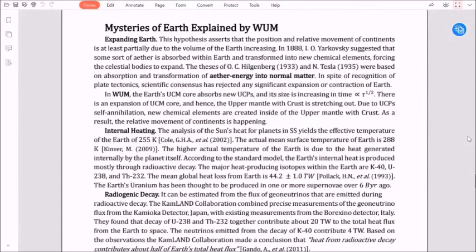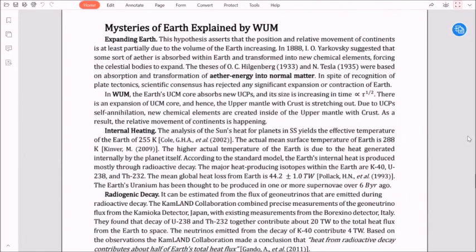Mysteries of Earth explained by whom? Expanding Earth. This hypothesis asserts that the position and relative movement of continents is at least partially due to the volume of the Earth increasing. In 1888, Yarkovsky suggested that some sort of ether is absorbed within Earth and transformed into new chemical elements, forcing the celestial bodies to expand. The thesis of Hilgenberg and Tesla was based on absorption and transformation of ether energy into normal matter, how it's close to womb model. In spite of recognition of plate tectonics, scientific consensus has rejected any significant expansion or contraction of Earth.